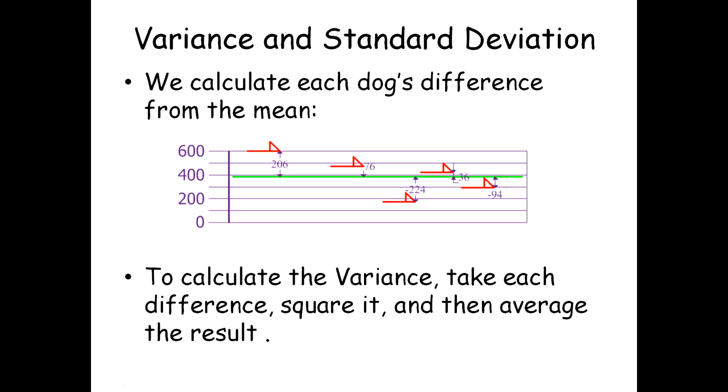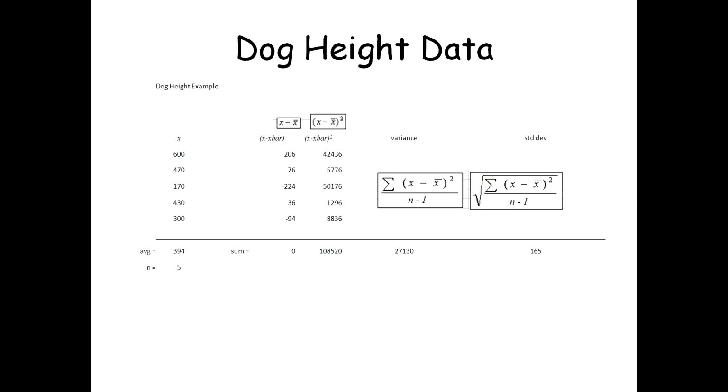So what we do here is we calculate each dog's difference from the mean. That's the x minus x bar value, x being the individual dog height measurement. We calculate the variance by taking this difference, squaring it, and then averaging the result. So in this dog height example, in the left-hand column under x, the individual x values are 600, 470, 170, 430, 300, and that averages to 394. That's the x bar. And the n equals 5. That's how many there are.